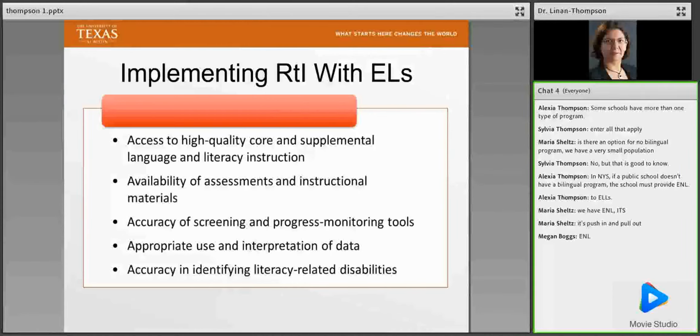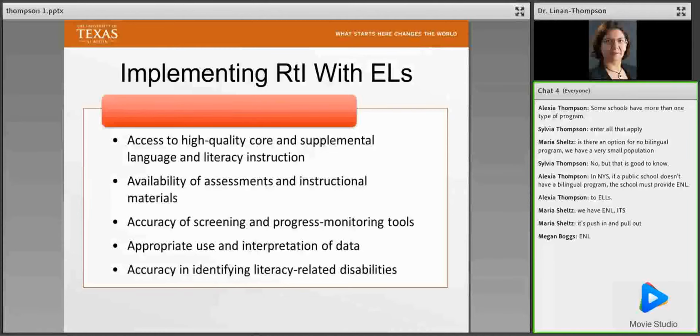This, again, is from the model demonstration across all three sites, the things that have come up. And here, the first one: access to high-quality core and supplemental language and literacy instruction. That is one of the reasons that we are still putting a lot of emphasis on this, for the reasons that we mentioned.